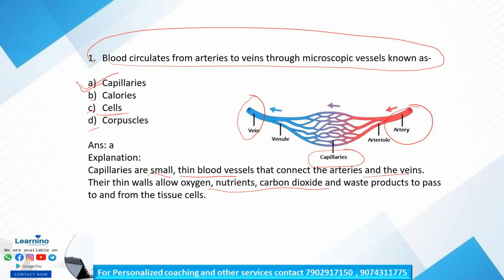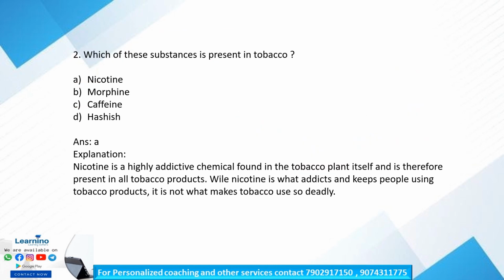Clear? So next question, question number 2. Which of these substances is present in tobacco? So we have four options. Among these, the substance present in tobacco is what? It is none other than nicotine. Nicotine is the substance that is present in tobacco.